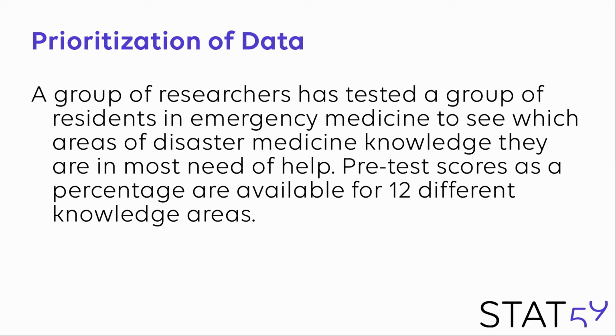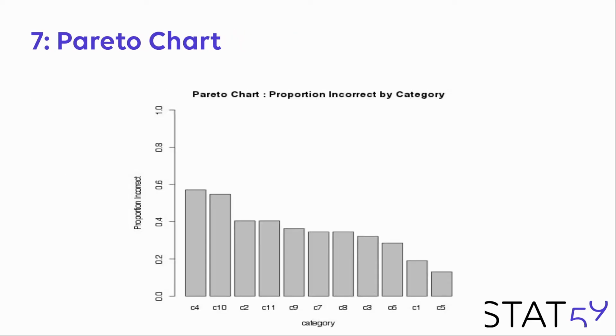In our next example, we're going to talk about prioritization. Here, a group of researchers has tested a group of residents in emergency medicine to see which areas of disaster medicine knowledge they are in most need of help. And the pretest scores as a percentage are available for 12 different knowledge areas. This is an excellent place to use a Pareto chart. So here you can see the chart on the y-axis, we have the proportion of questions that were incorrect. And on the bottom, on the x-axis, we have each of the different categories of questions.